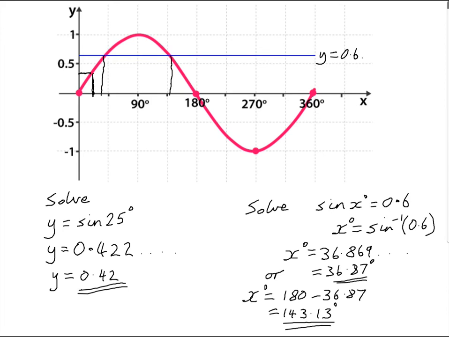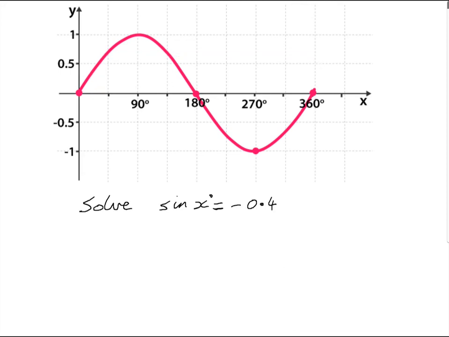So if you type in sine of 36.87, it'll give you 0.6. It'll give you slightly different because I've rounded it. And then if you type in sine of 143.13, it'll give you 0.6. Again, it'll be slightly different. It'll be a tiny little decimal point difference because I've rounded, but it'll be very close. And that's your 2 solutions.